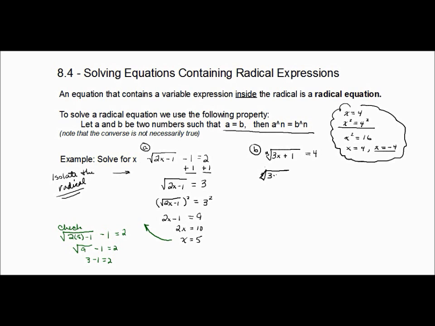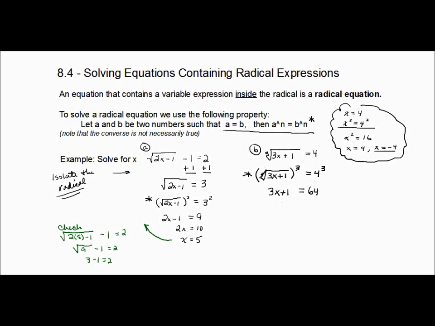3x plus 1. We're going to cube that and set that equal to the cube of 4. Well, cubing both sides of this equation results in the cube root and the cube undoing each other, leaving us with 3x plus 1 equals 64. So this is our key step right here in both of these equations. Our key step was using our property above to raise both sides to a power in order to undo the radical.